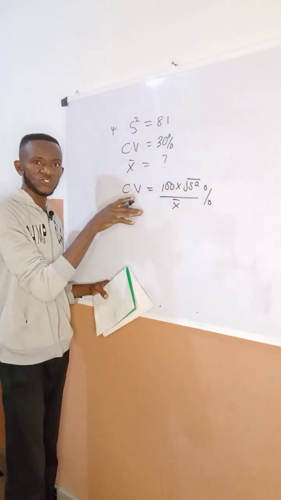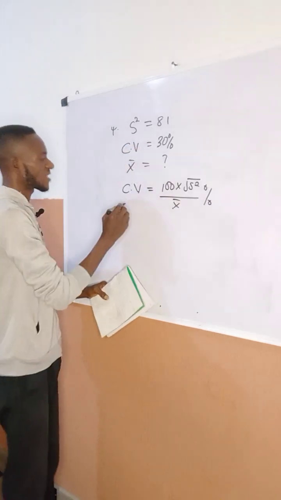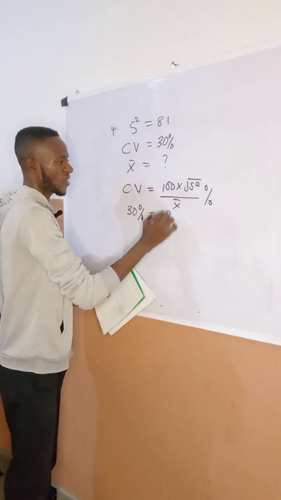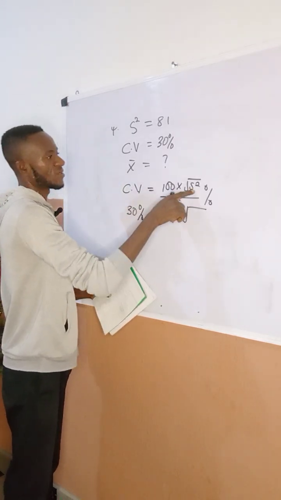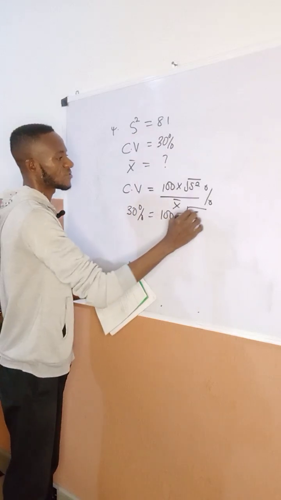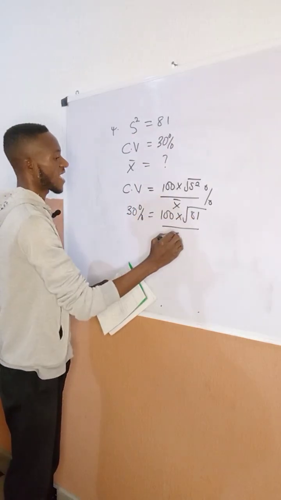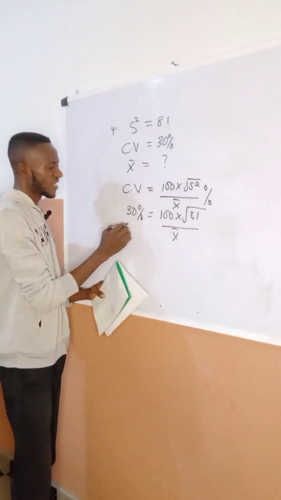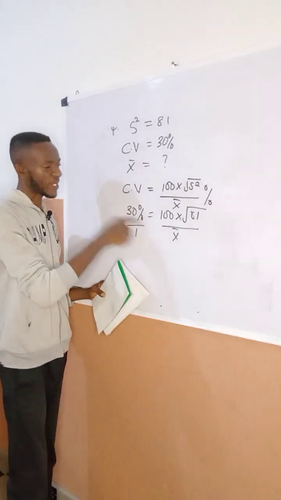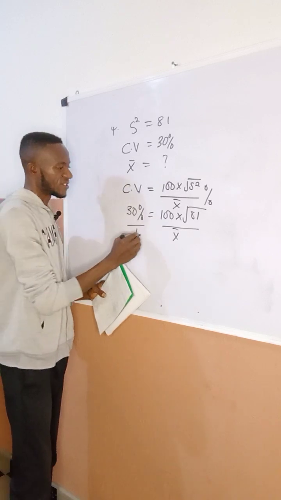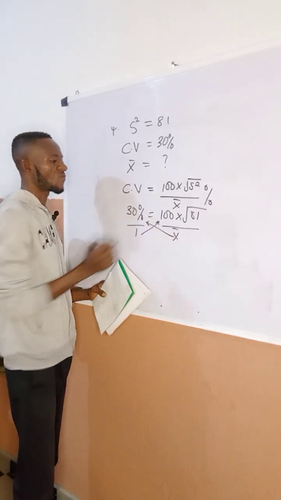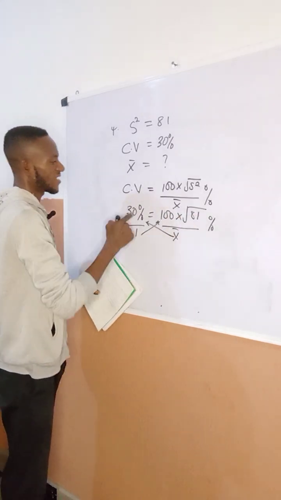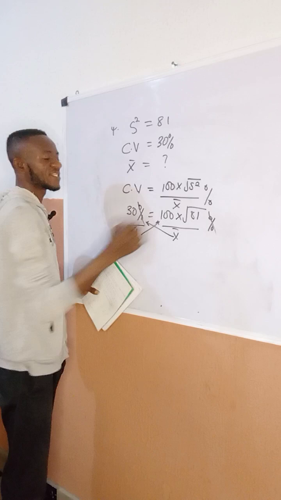So I'll quickly do my substitution. In place of coefficient of variation, I'll put 30. So I have my 30% equals 100 multiplied by root, and rather than writing s squared, I'll write 81, all over x bar, which is of course what I'm looking for. I can quickly say all over 1 here for convenience so that I can cross multiply. This one will go over here and this one will go over here. So 30%, there is a percent here and a percent here, so the percent can easily go.